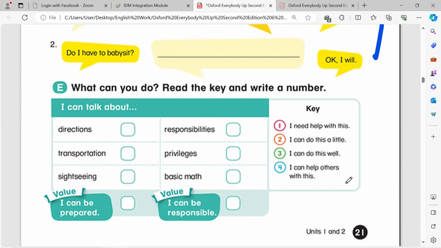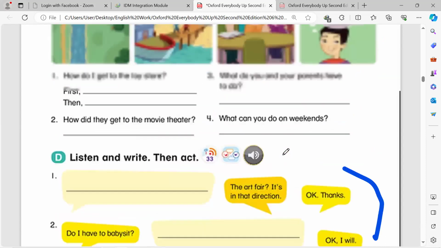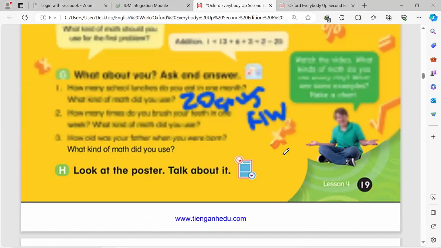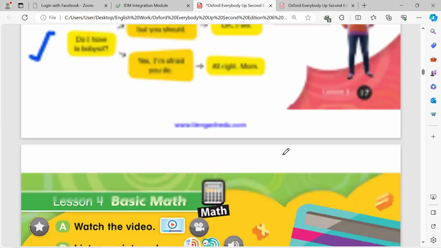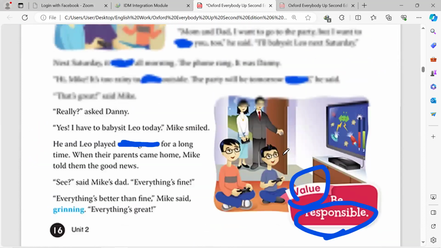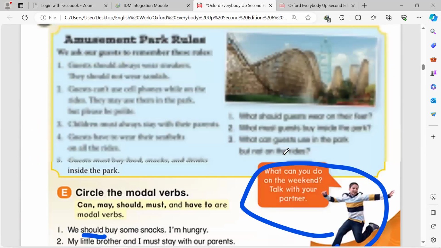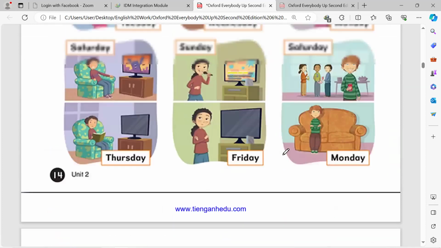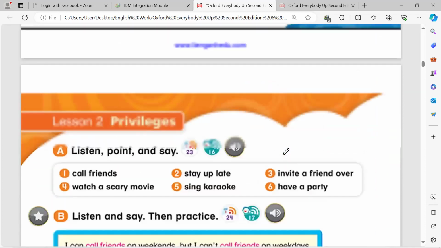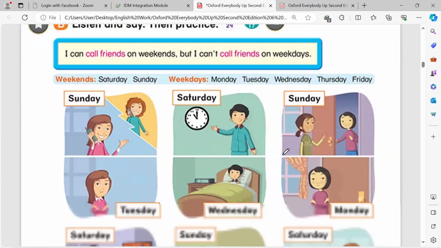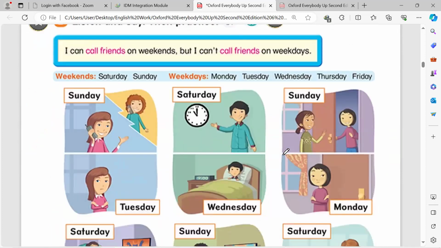1, 2, 3, 4. Privilege. What's that? It's a responsibility. Why do we say privilege as a thing too? Like daily activity. Why do they say?